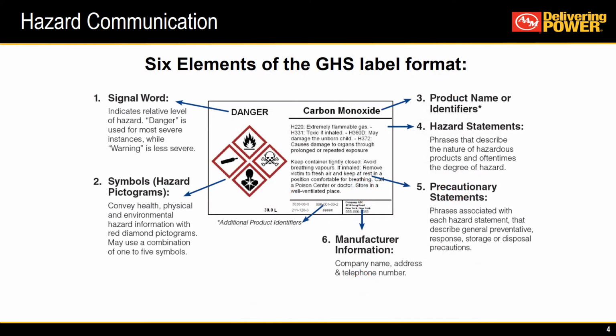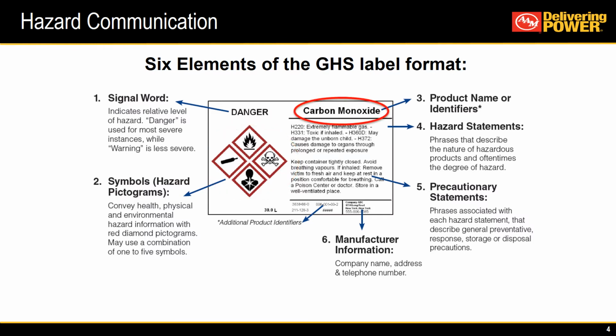There are 6 elements of the GHS label format. First is the signal word. It indicates the relative level of hazard. Danger is the most severe, while a warning is less severe. Second is symbols, the pictograms that we've previously talked about. They convey health, physical, and environmental information to us visually.